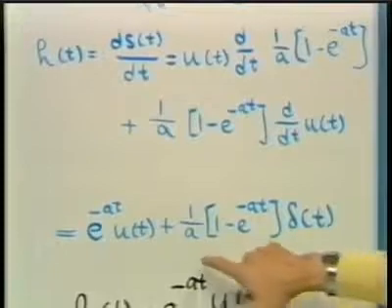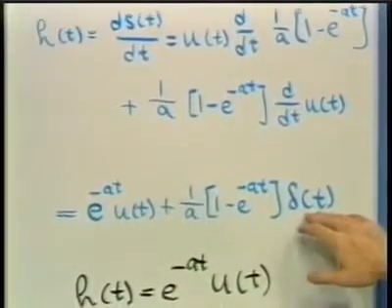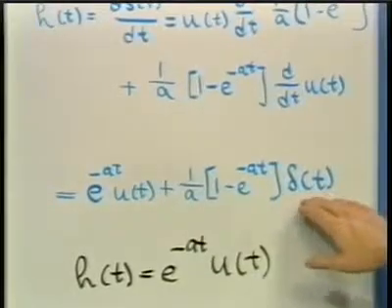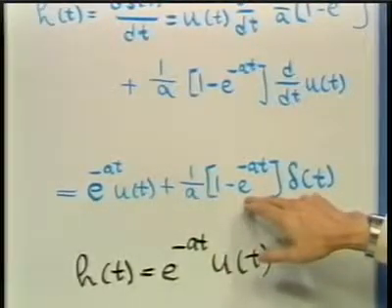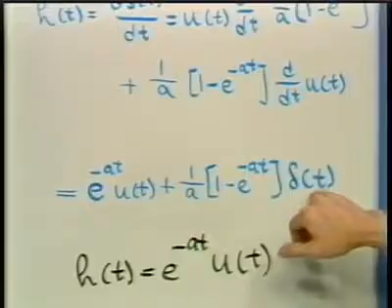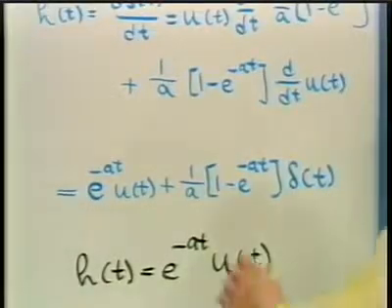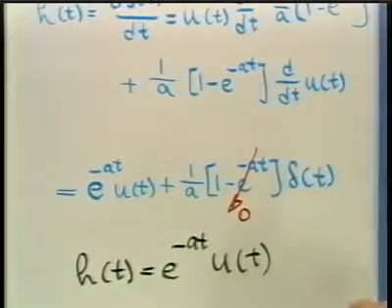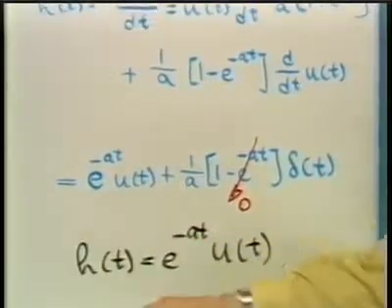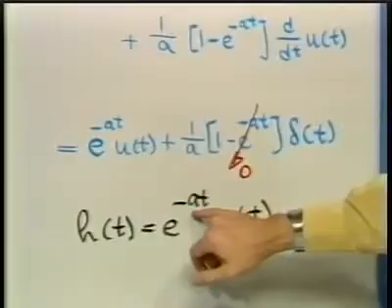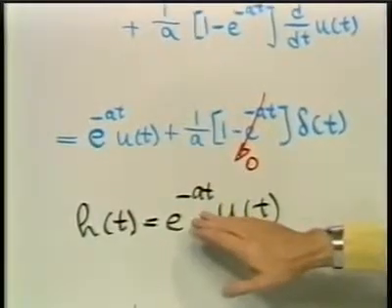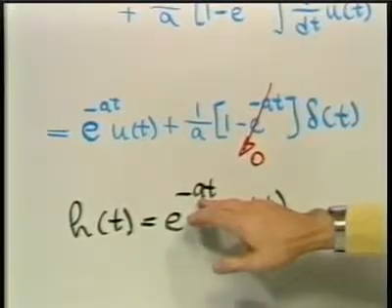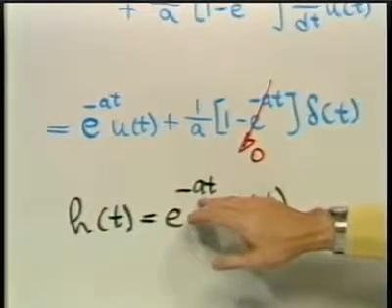And then recognizing that this is a time function times an impulse, and we know that a time function times an impulse takes on the value at the time that the impulse occurs, then this term is simply 0, and the impulse response finally is an exponential of this form. And this is a decaying exponential for A positive. It's a growing exponential for A negative.